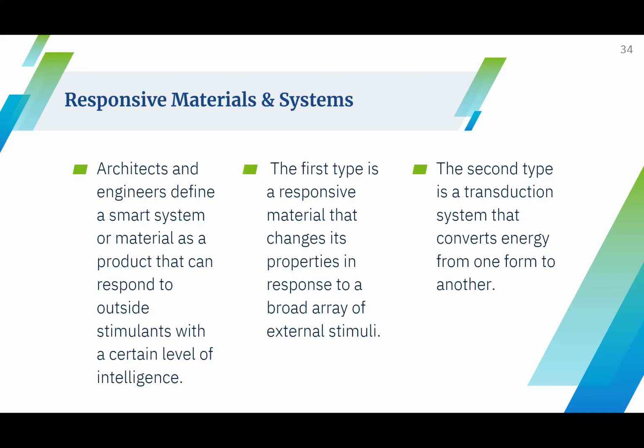Okay, now responsive materials and systems. Architects and engineers define a smart system or material as a product that can respond to outside stimulants with a certain level of intelligence. The first type is a responsive material that changes its properties in response to a broad array of external stimuli. The second type is a transduction system that converts energy from one form to another.